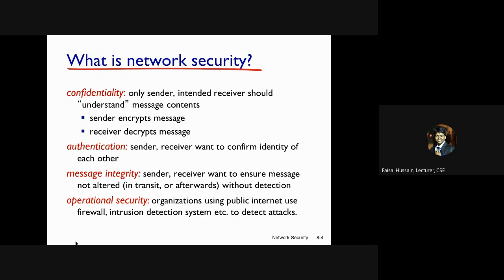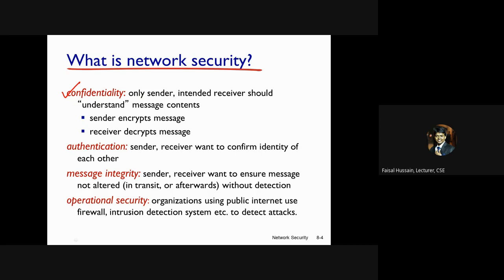The first and foremost important part is confidentiality. There are two parties while a communication is going on, one sender and one intended receiver. The receiver should get the message that the sender is sending, and no one else should know that message. So that confirms the confidentiality.